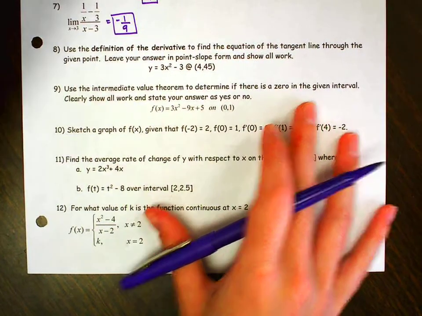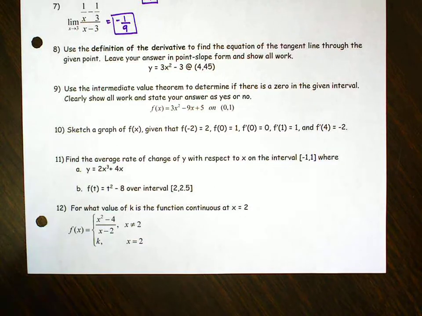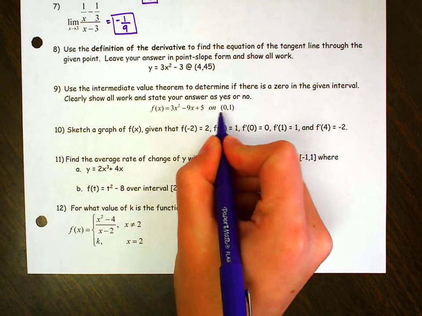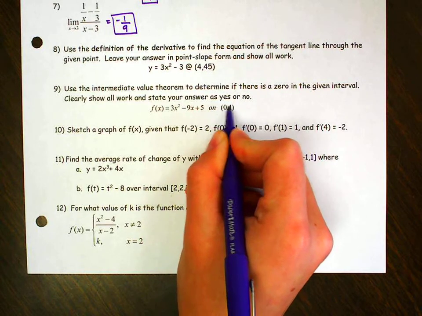Number 9 says, use the intermediate value theorem to determine if there is a 0 in the given interval. Clearly show all work and state your answer as yes or no. And remember, if I said justify your response, you're going to have to give me a sentence. So we're going to practice doing that too. So I want to know what's happening on this interval. These are my endpoints.